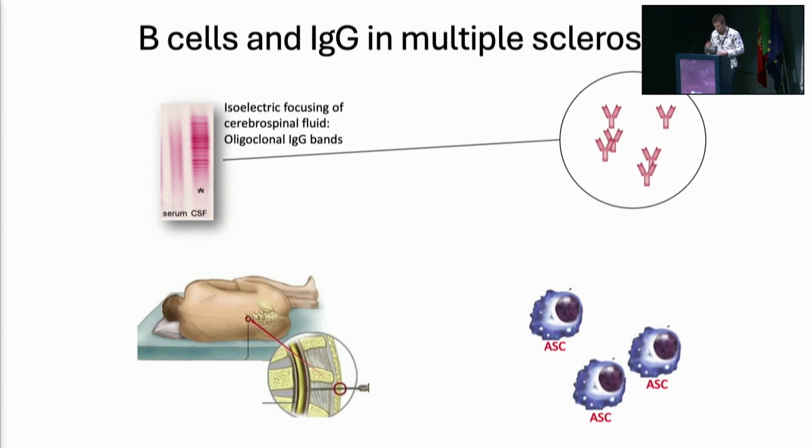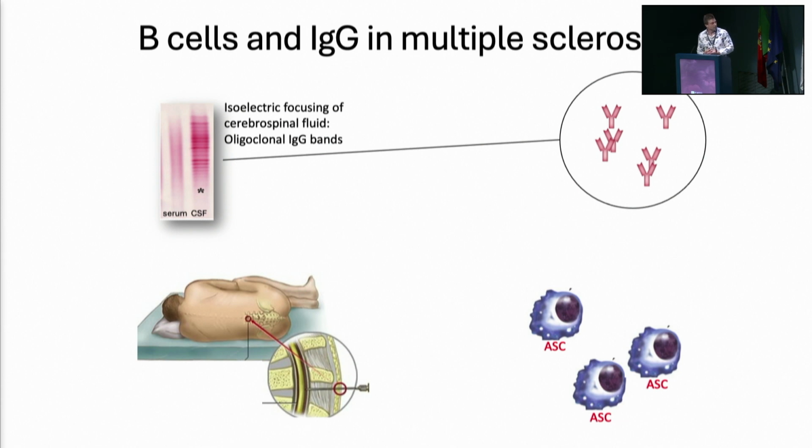isotype. The most sensitive way to detect these immunoglobulins is to perform a technique called isoelectric focusing, which is a type of electrophoresis, which then shows that there are IgG bands present in the cerebrospinal fluid that are not present in the serum of these individuals. This indicates that these immunoglobulins are produced intrathecally in the cerebrospinal fluid and probably also in the meninges of these patients.